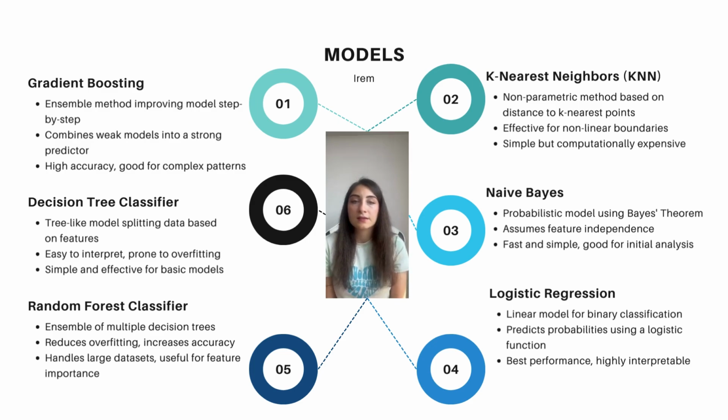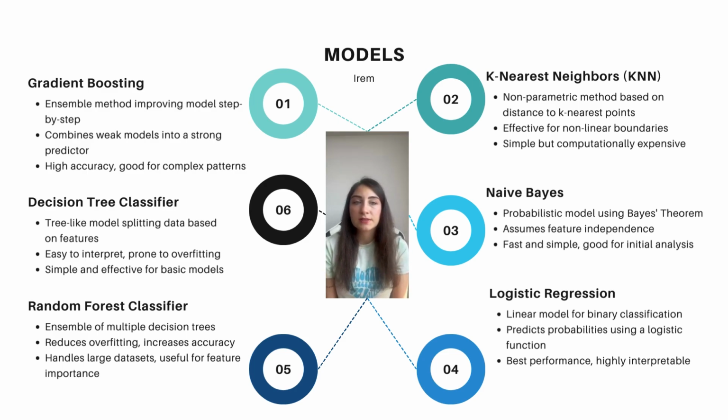KNN, K-nearest neighbors, doesn't assume anything about the data distribution, making it flexible. It works well when data doesn't follow a straight line, but it can be slow with a lot of data. KNN is simple to use and understand.